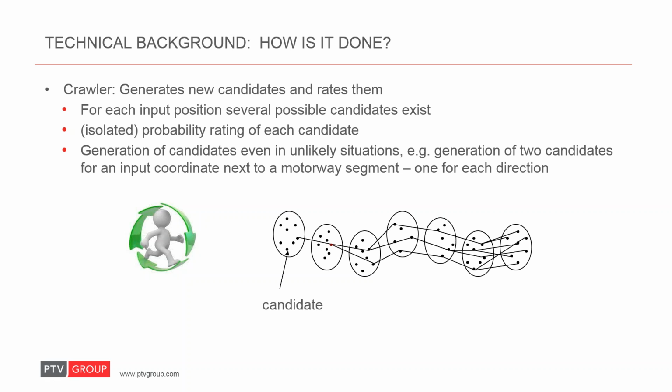So, going further into the technical background on how it's done. The first element is what we internally have named our crawler element. The crawler element will take your input signals, go point by point and look into the map for candidates. You can see in the image below that every big circle represents an input, with small black dots as all possible candidates.